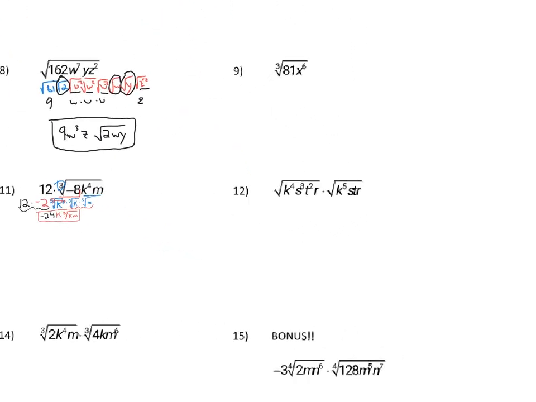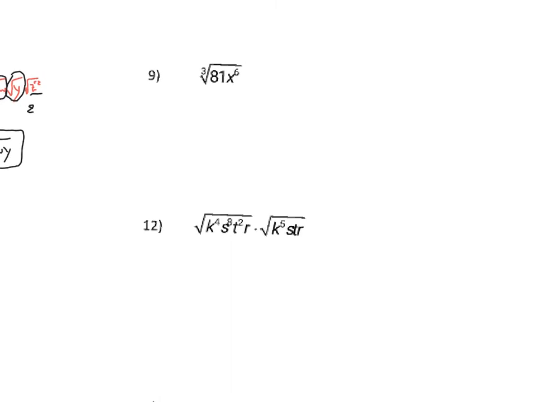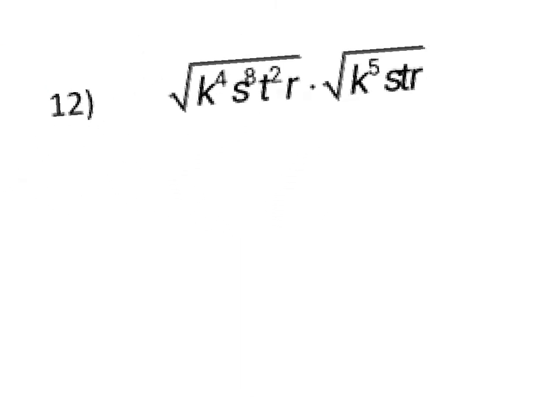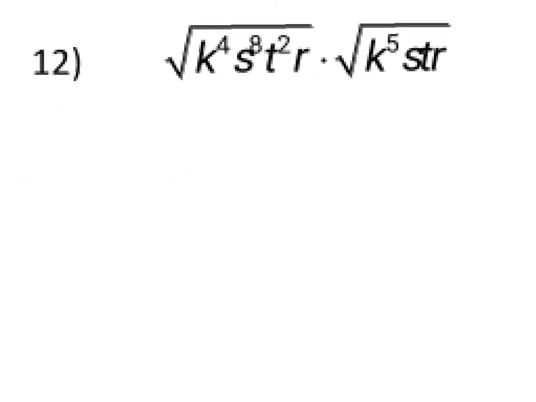All right, and I'll start off number 12, but I'm not going to finish it because I don't want to do all your work for you. Although I'm having just a blast. So they're both square roots. You can multiply them together.